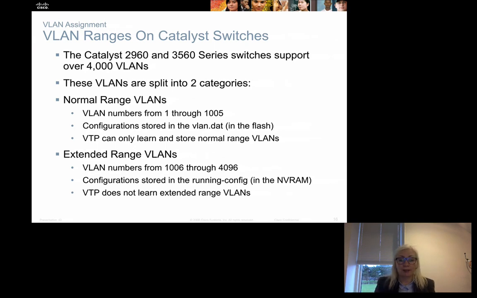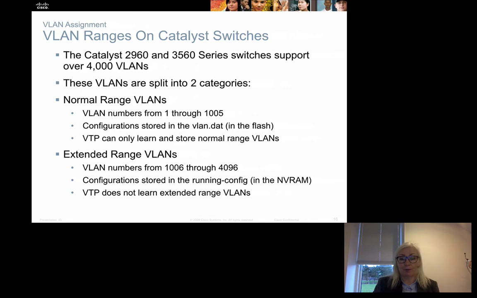So how many VLANs can we have? Well, we have two different categories of VLANs. We have a normal range VLAN, which goes from VLAN 1 to VLAN 1005. These are stored in the vlan.dat file in the flash. And we have something called VTP that can learn these VLANs. If we need more, we have an extended range going from 1006 to 4096, and this is all stored in our NVRAM. And if we use VTP, it will not see the extended range.